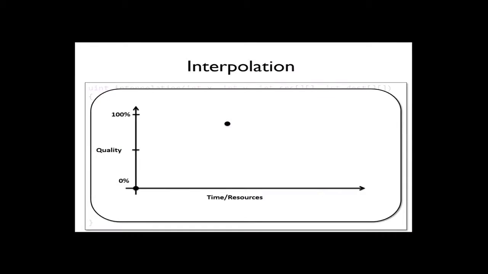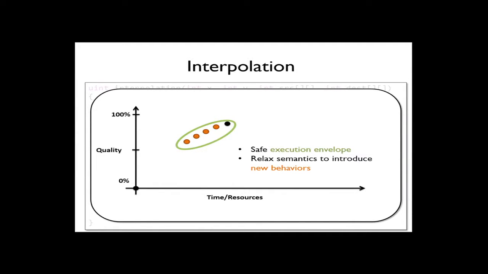Now, the goal of this work is that, given our example, we want to take this single point in the application space. We're going to specify safety properties that we're interested in, to put a bound, or an envelope, on the execution of our program. Then within that bound, we're going to relax its semantics using some primitives that we have for introducing new behaviors in our program. And finally, we're going to verify that this program still satisfies the properties that we have.